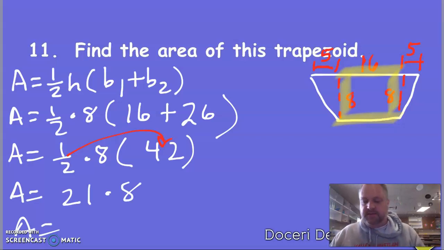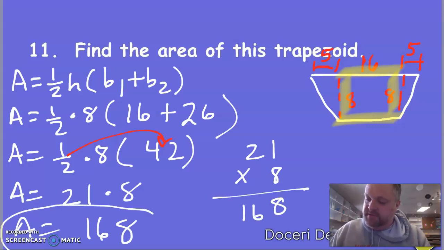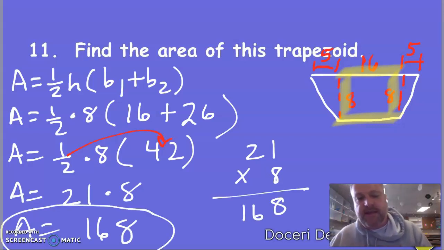My final one is to do 21 times 8. So I'll do a little side problem here. 8 times 1 is 8. 8 times 2 is 16. So the area of this trapezoid is 168. And that's how you do a problem like number 11.